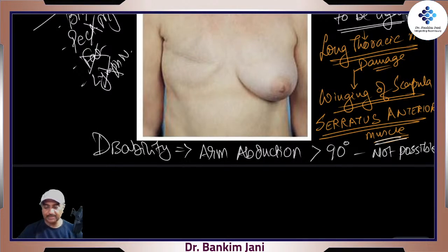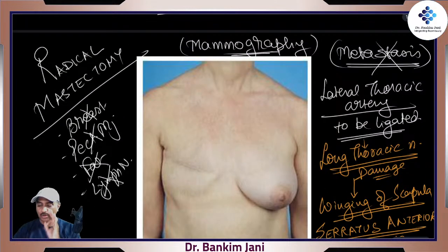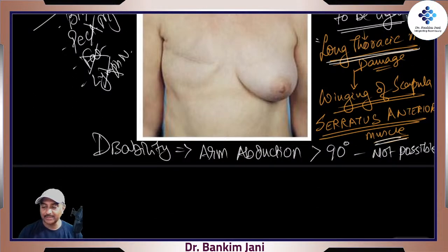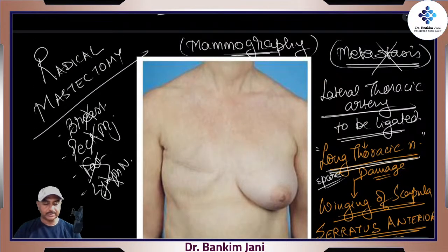So when we talk about radical mastectomy, the lateral thoracic artery is to be ligated as part of the procedure. Take care of the long thoracic nerve. The lateral thoracic artery is to be ligated, and the long thoracic nerve is to be spared. That means don't damage it. If involved, winging of scapula, muscle involved is serratus anterior, and arm abduction more than 90 degrees is gone. That is what is important associated with radical mastectomy.